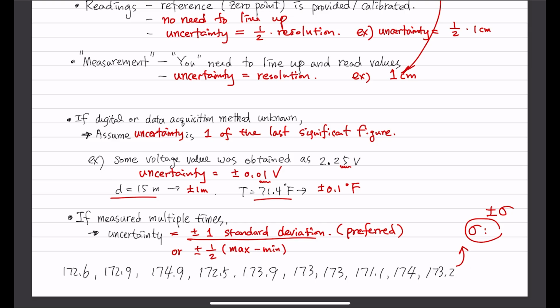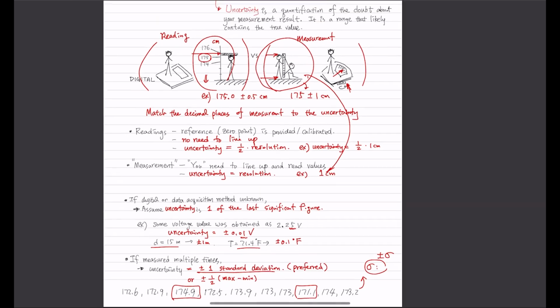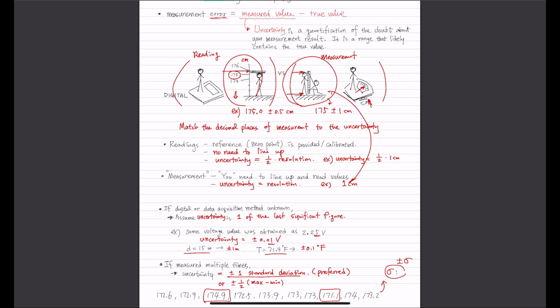Which one is the max here? This seems like the max. And then the smallest value is, I have 71 here, this one. So you can find the difference between these two and multiply by 1/2. And that can also be used as the uncertainty. But oftentimes in engineering, this is preferred. Okay? All right, any questions up to here? We just talked about all the definitions here.